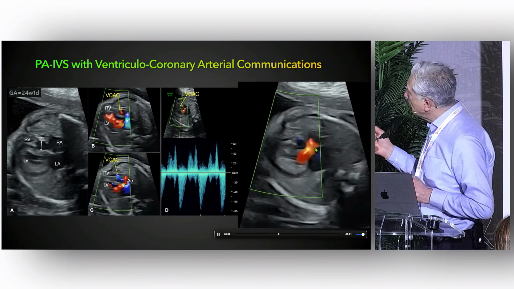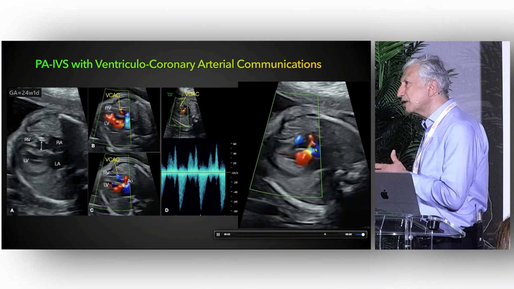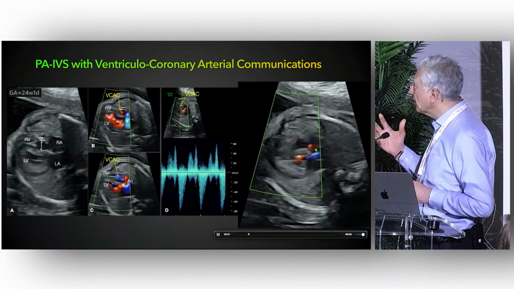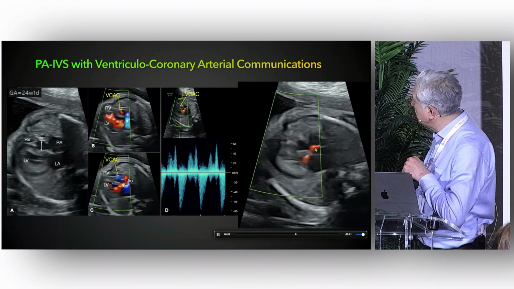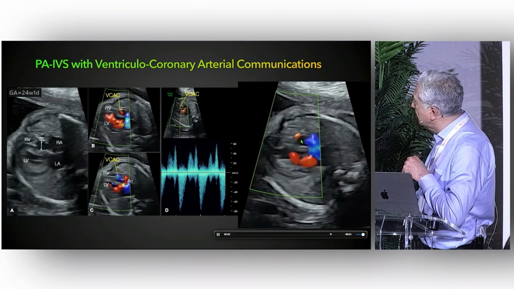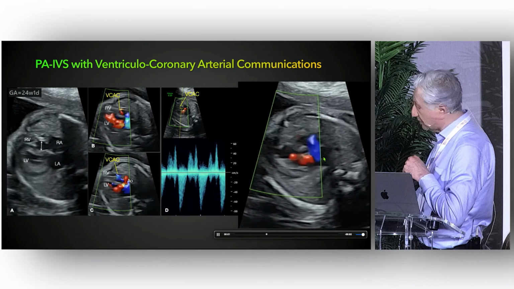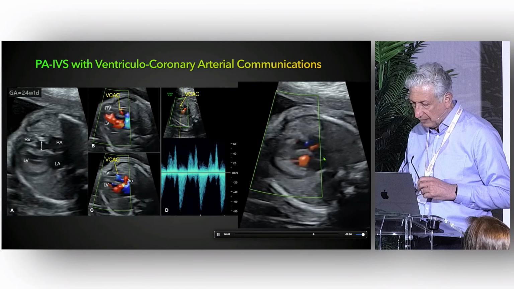The problem is that we assume it has a very bad outcome, but it's not true. But in general they cannot be corrected with biventricular repair, because you cannot cut these here. They are quite difficult because they are related to the coronary system. So this is why, and you also cannot do an opening of the pulmonary valve.